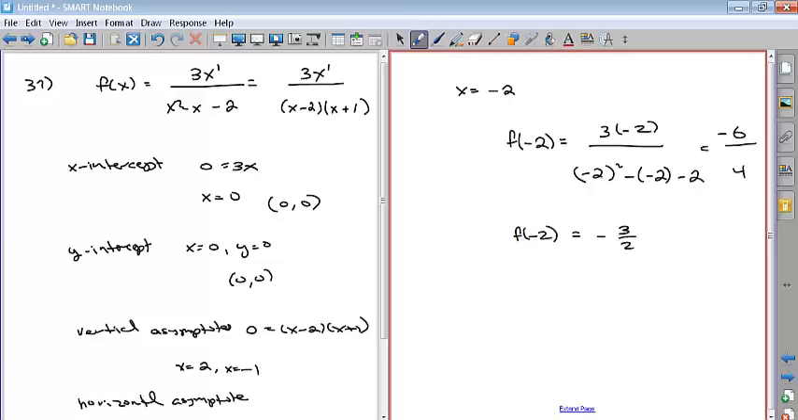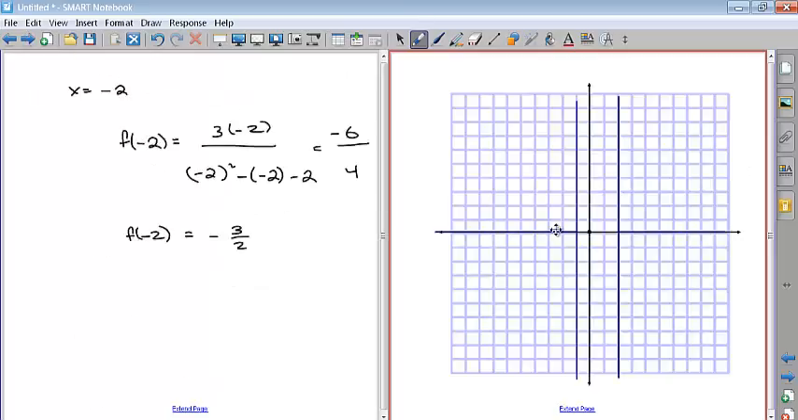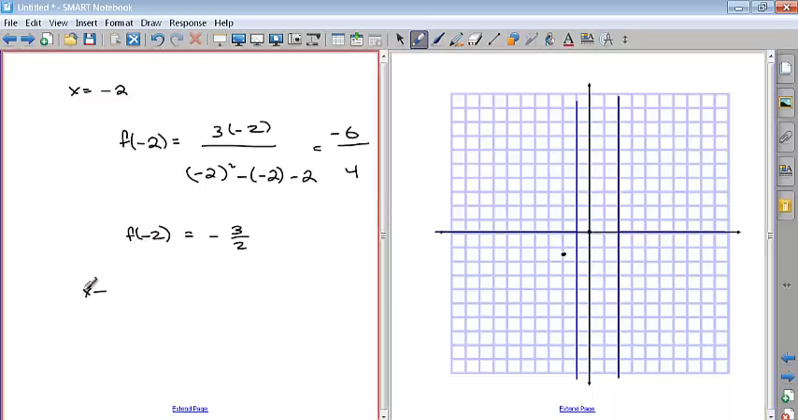So let's plot that. So it's -2, -3/2. So we got -2, -3/2, which is that point. So we have to be in this little quadrant. And if we go 1, 2, 3, let's see, 1, 2, 3. So what we're going to do is we're going to do x of 3. That's going to be on this side of the vertical asymptote.